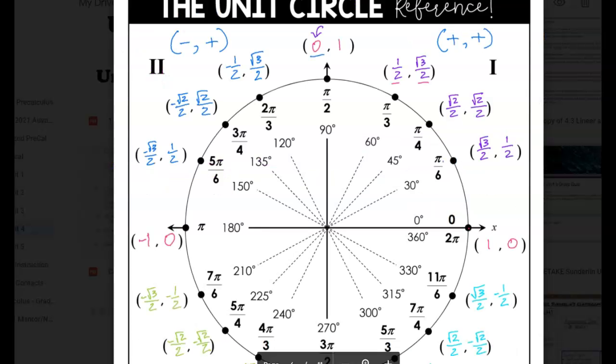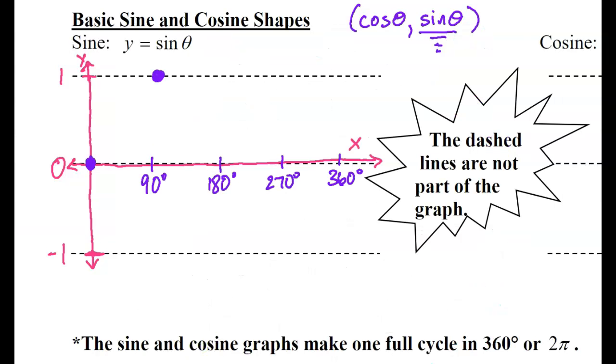Then on to 180. 180 has a sine value of... Yes, 0. If we're looking at the 180-degree angle, 0 is my y value. So 0 is my sine value. So 180 has a y value of 0.